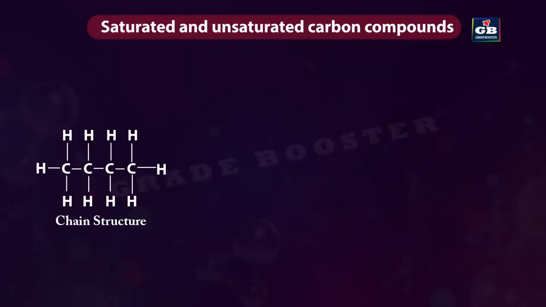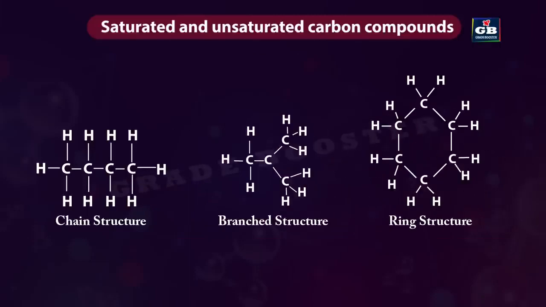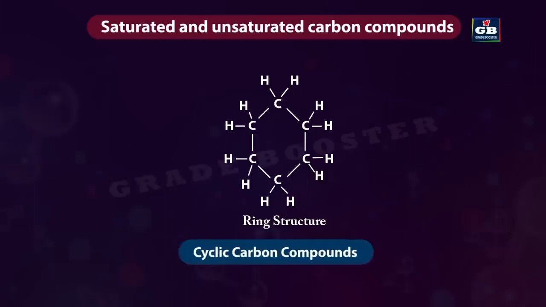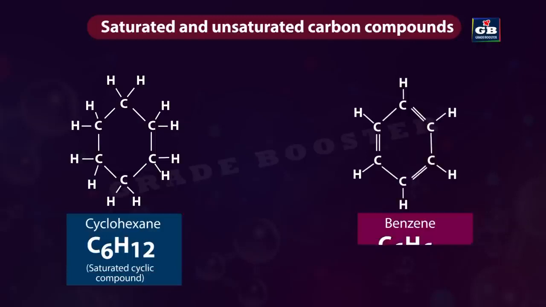In addition to straight chain and branched chain structures, some carbon compounds form ring structures also. Such compounds are called cyclic carbon compounds. Cyclohexane, C6H12. This is a saturated cyclic compound. Benzene, C6H6. This is an unsaturated cyclic carbon compound.